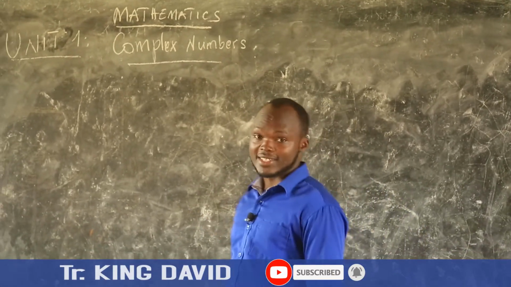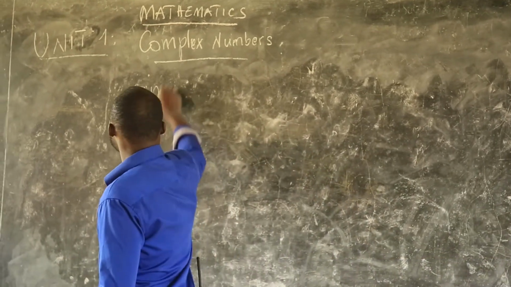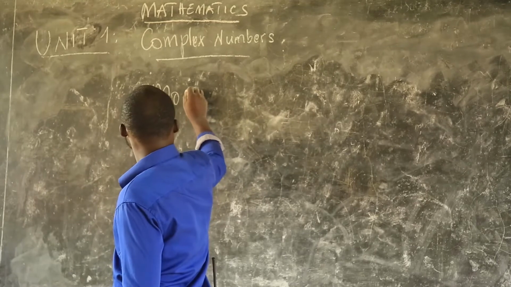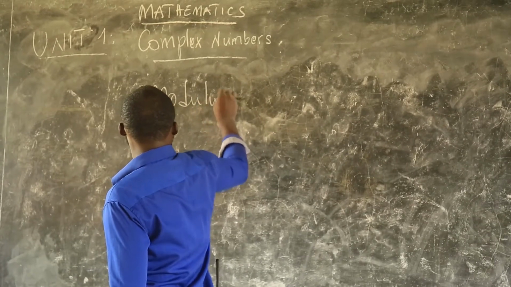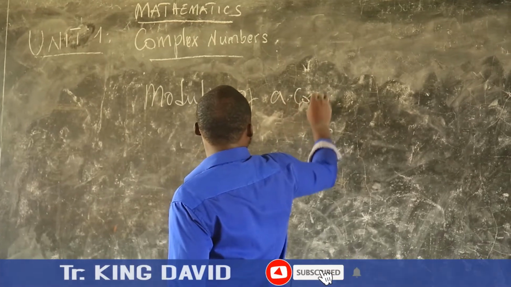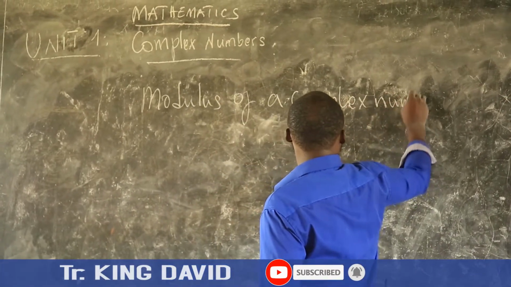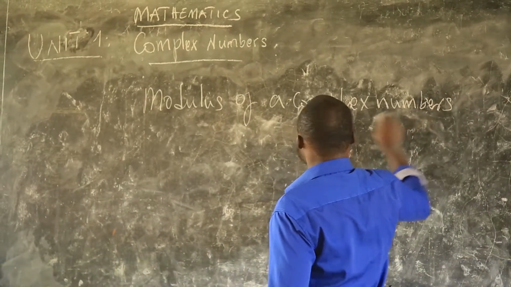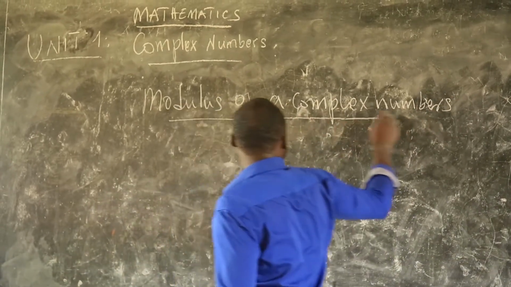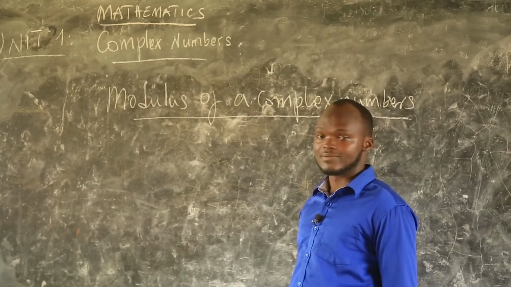We are still on complex numbers, so now we're going to see modulus of complex numbers. Modulus of a complex number. So modulus is the same as magnitude or size.